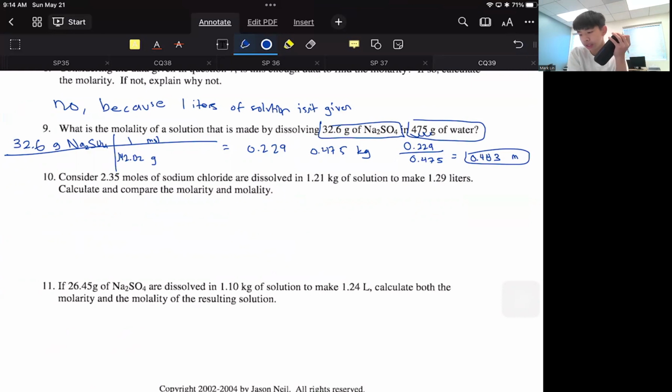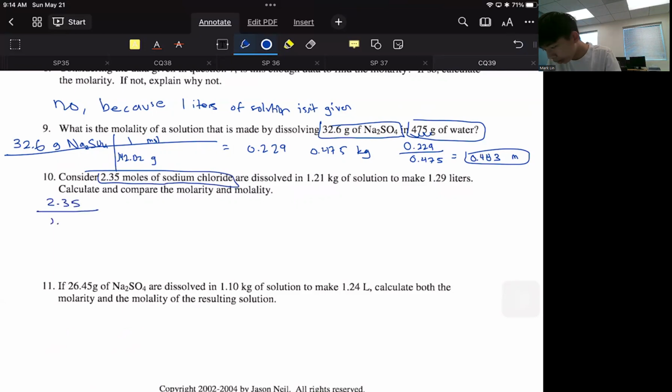Okay. Number 10, consider 2.35 moles of sodium chloride that are dissolved in 1.21 kilograms of a solution to make 1.29 liters. Calculate and compare the molarity and molality. Let's do molarity first. Molarity, as you said earlier, is moles of solute over liters of solution. So here we have the moles of solute, 2.35, over liters of solution, 1.29. We get 1.94 M.